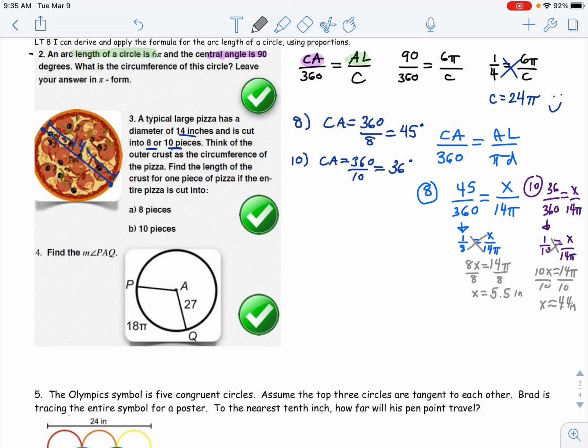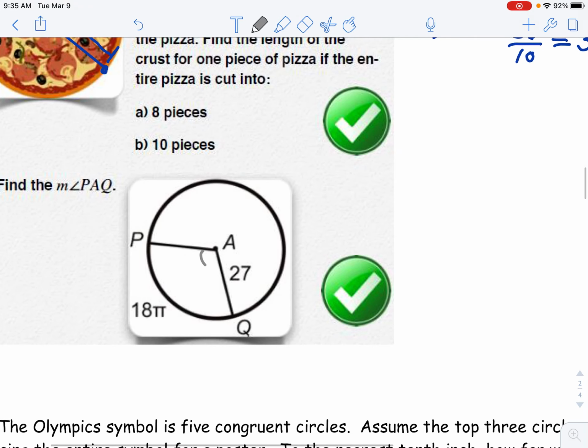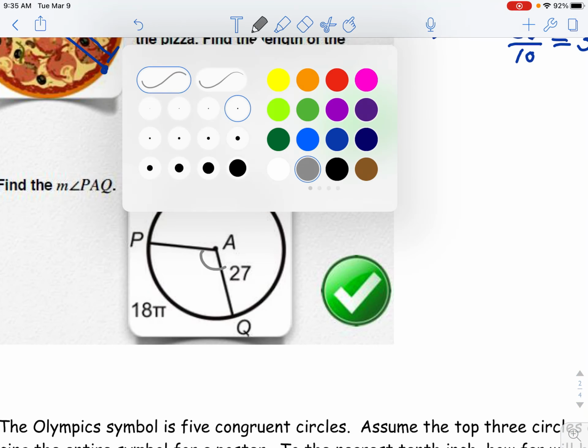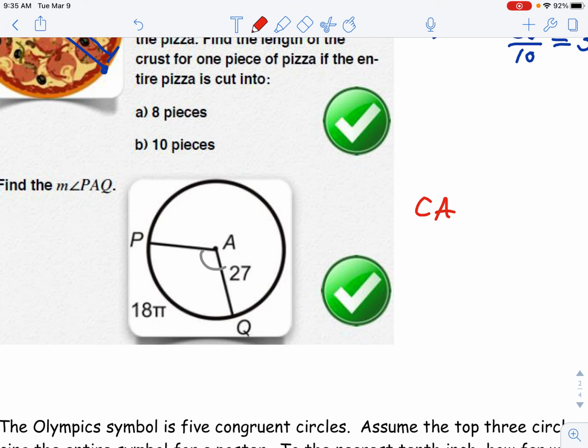Cool beans. All right, find the measure of angle PAQ. All right, so we're finding the central angle in this one right here. So again, all these problems are incredibly similar. It just depends on what information we have and what information we're finding. All right, and it gives me the radius, so I'm gonna write this as 2 pi r. So we're finding the central angle. It gave me the arc length as 18 pi, and it gave me the radius as 27.